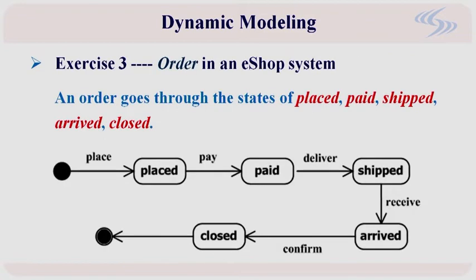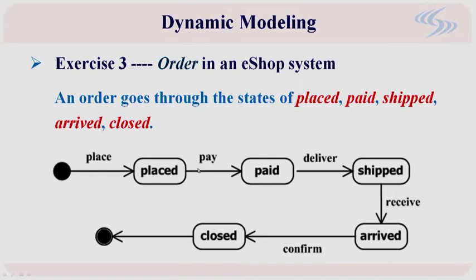Next exercise, order. Order in an eShop system. An order goes through the states of placed, paid, shipped, arrived, and closed. Initially, the order is created, and its state is placed, and it is supposed to be paid.